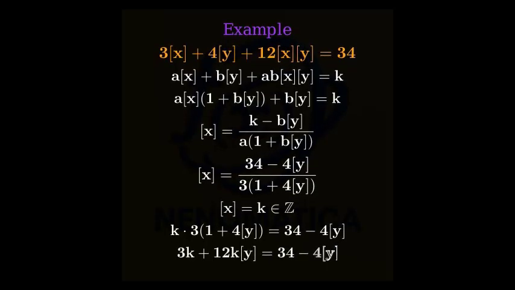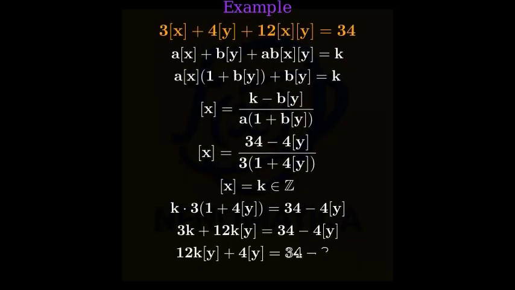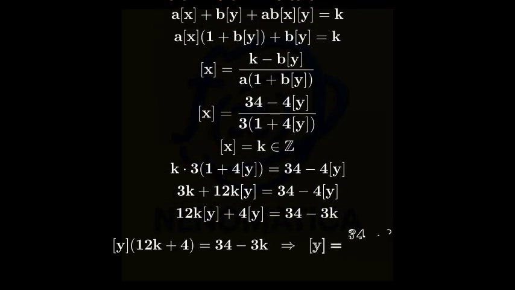Expanding gives 3k plus 12k floor of y equals 34 minus 4 floor of y. Move the terms with floor of y to one side. 12k floor of y plus 4 floor of y equals 34 minus 3k. Factor and solve for floor of y. Floor of y times the quantity 12k plus 4 equals 34 minus 3k. So floor of y equals the fraction 34 minus 3k over 12k plus 4.